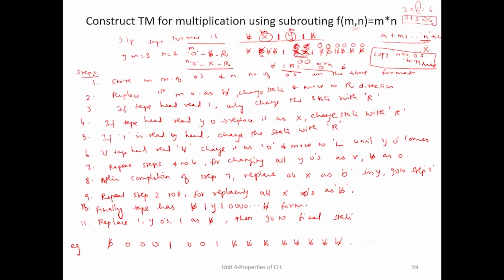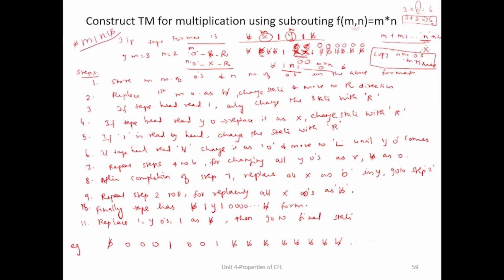So for that, I write the steps. In step 1, first store m number of zeros and n number of zeros in the above format. So what is the format? Blank space, m number of zeros, 1, n number of zeros, 1, blank space.